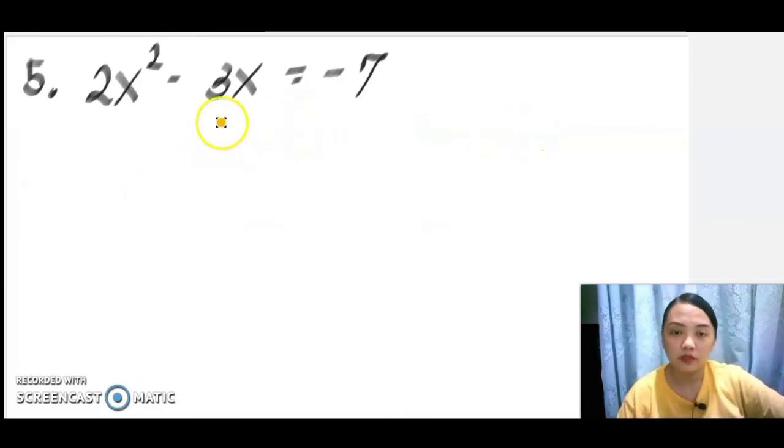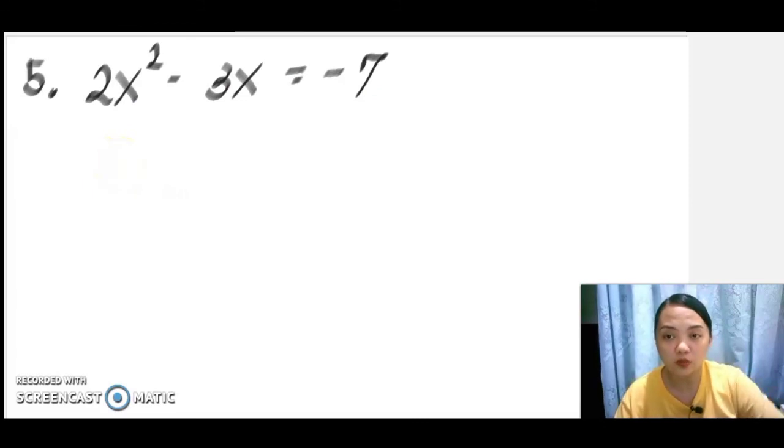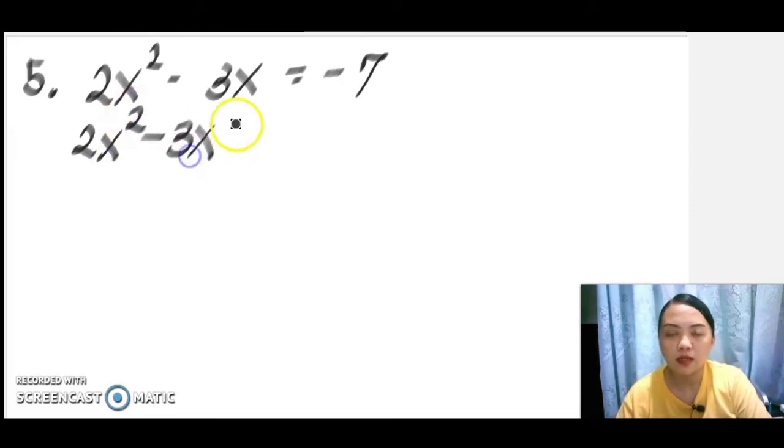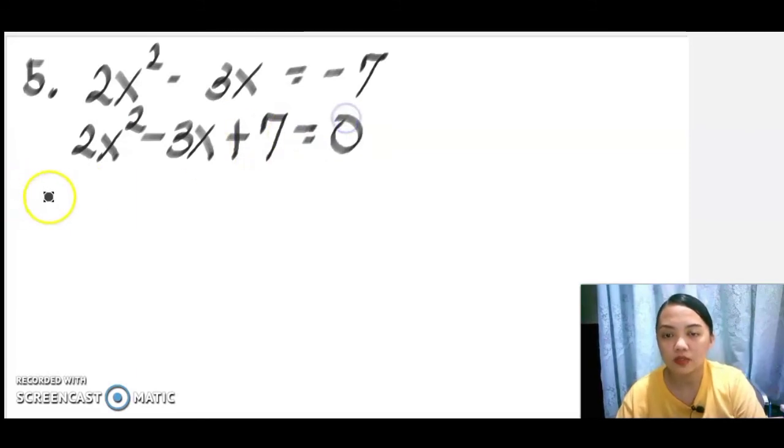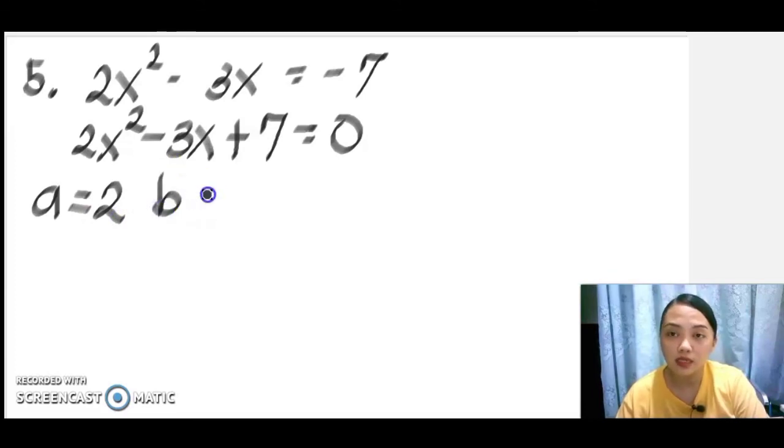Number 5. O, first question, naka-standard form ba siya? Hindi. So, aayusin nyo muna. O, gamit tayo ng black na lang para last example. So, 2x squared minus 3x plus 7 na siya equals 0. So, the value of A is 2. B is negative 3. At si C is positive 7.